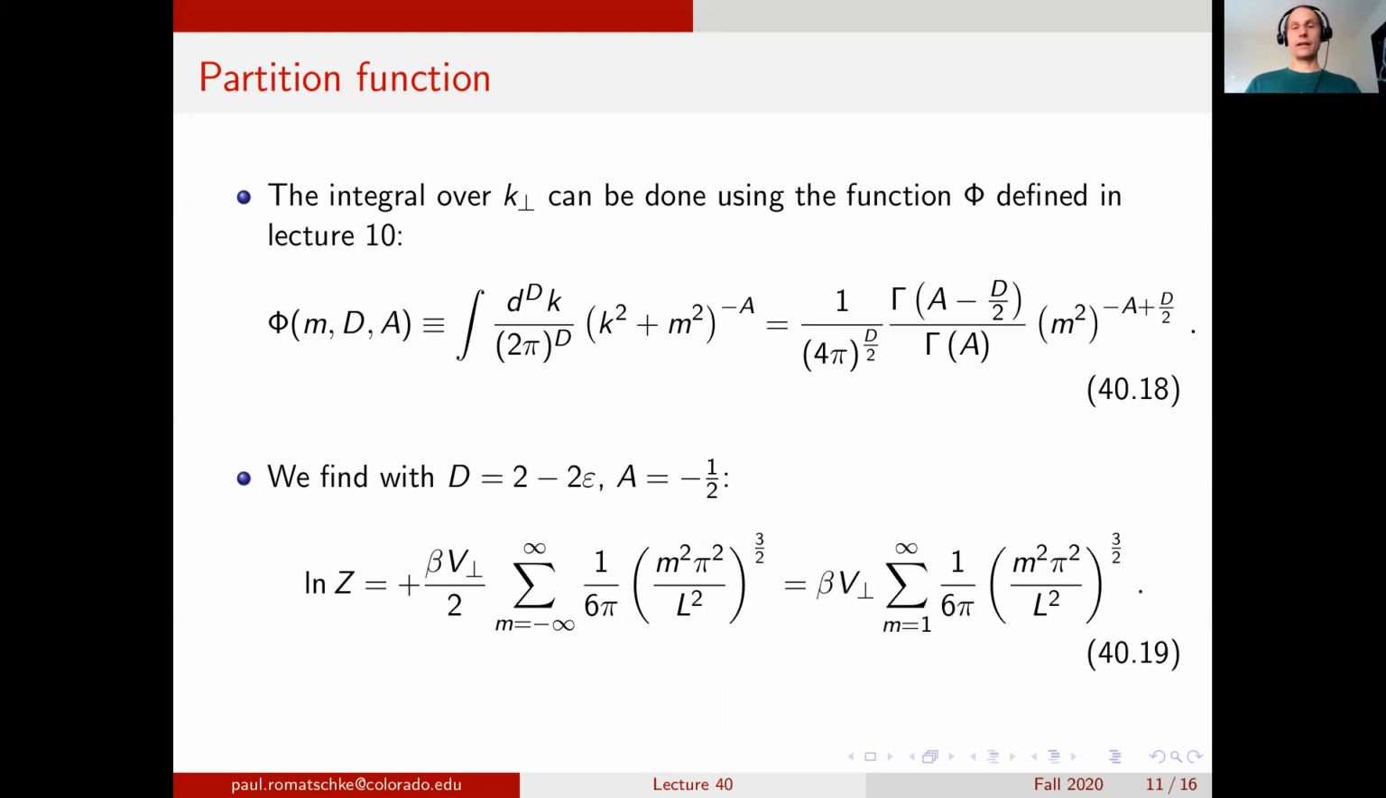Now we can realize that in this expression, the zero mode of this sum doesn't contribute because we have a 0 here. And since it's a sum over m squared, the negative and the positive m's contribute exactly the same thing. So we can rewrite this as a sum from just positive m's, 1 to infinity, times a factor of 2, because we have the same contribution from negative and positive m. So we find that the logarithm of Z is beta times the area of the plate V perp times this particular sum here.